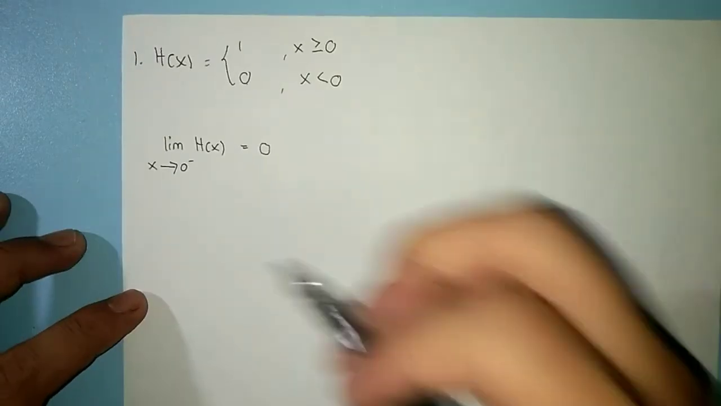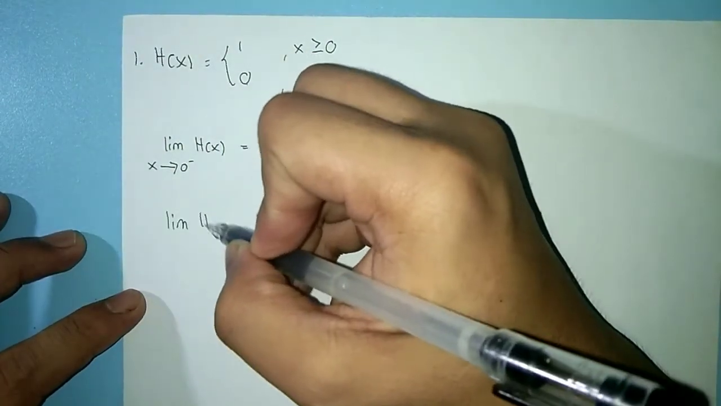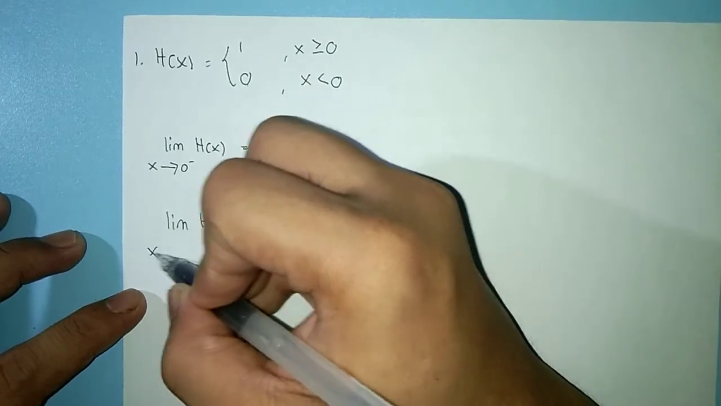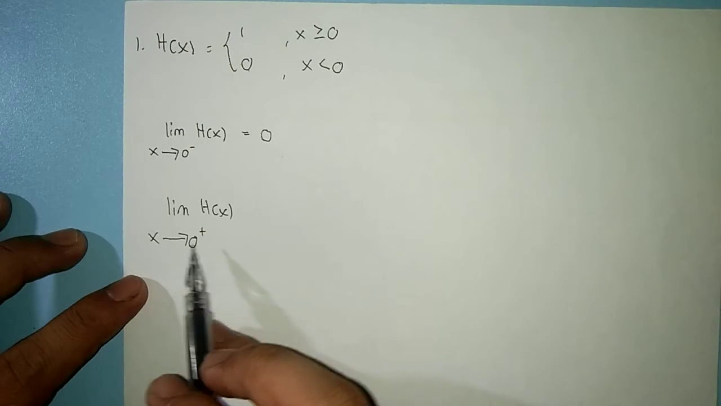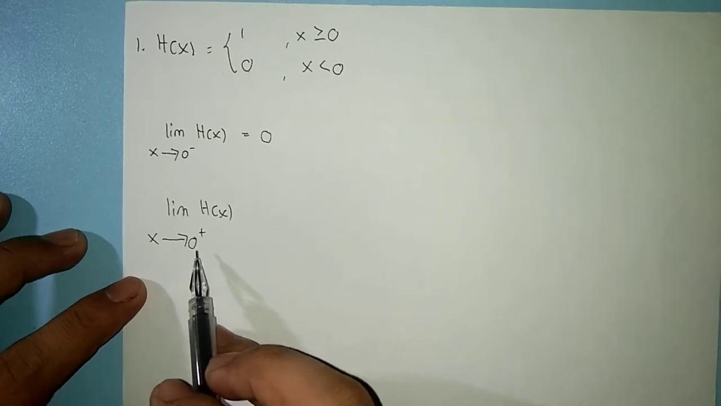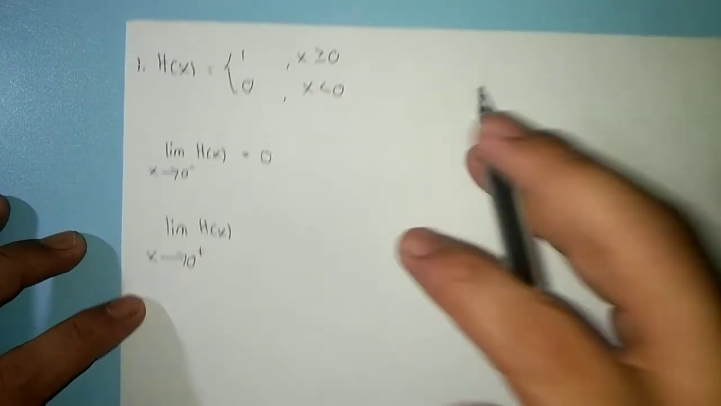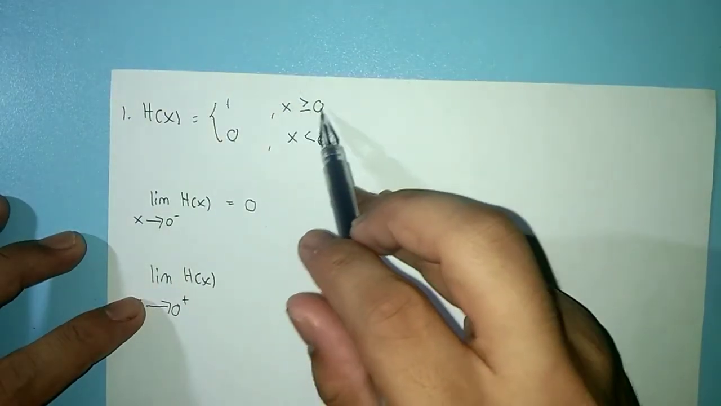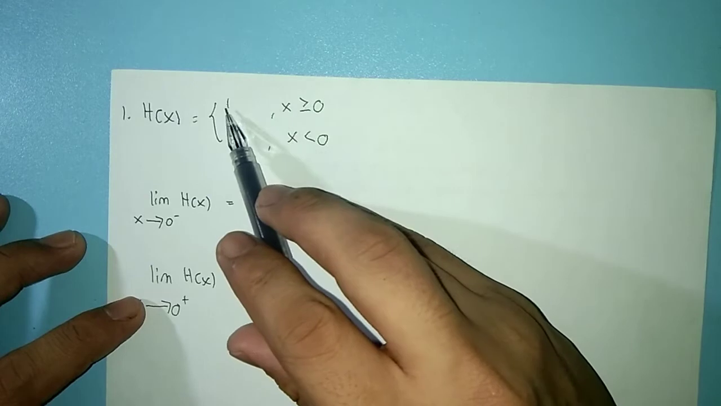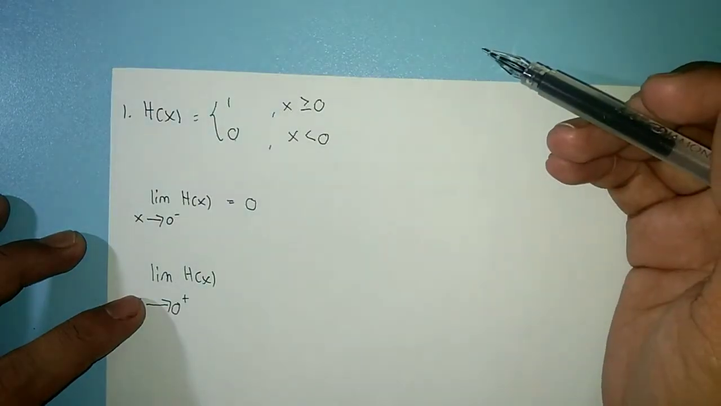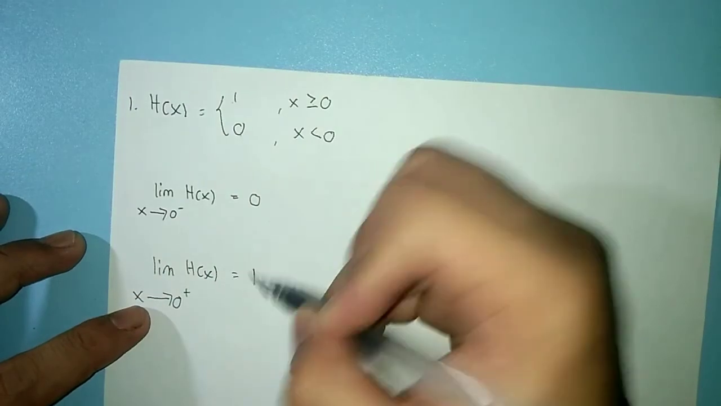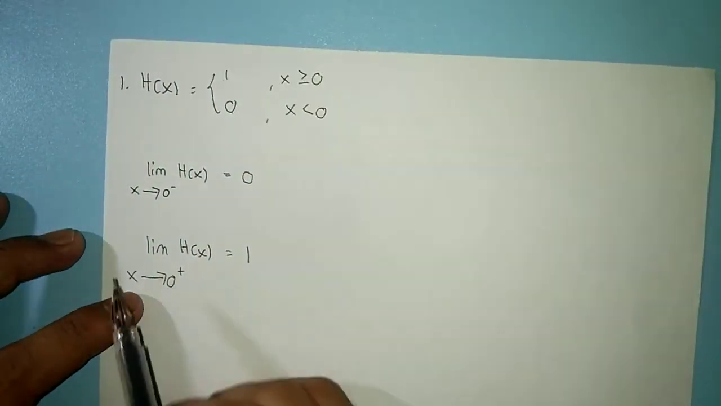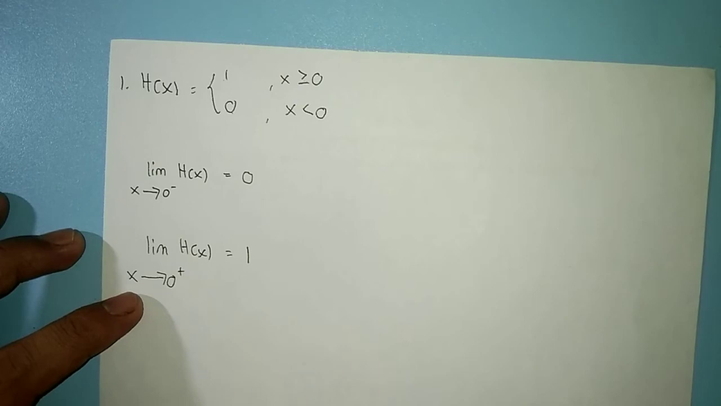Okay? Then, kapag hinanap naman natin yung right-hand limit ng h of x as x approaches 0. So, dito naman, yung values ng x na pinag-uusapan ay yung mga greater than 0. Okay? So, kapag isa-substitute natin sa function h of x, ito yung pinag-uusapan nating values, then ang palaging lalabas ay 1. So, ibig sabihin, saan mag-a-approach? Anong limit ng h of x? So, magiging 1. Okay? As x approaches 0 from the right.